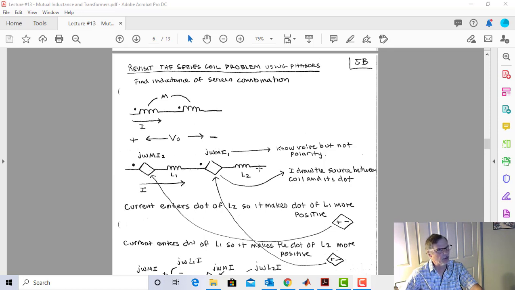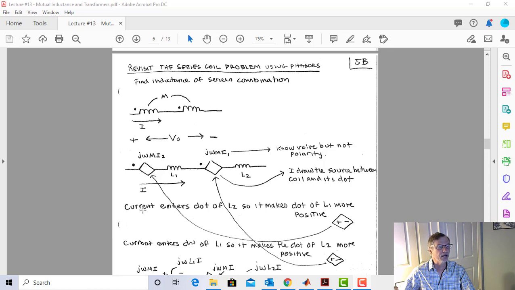Of course, I1 and I2 are the same here. So step one, put the little diamondy symbol in there between the dot and the coil. Step two, put in the magnitude of the voltage. Step three, deal with the polarity of this source.